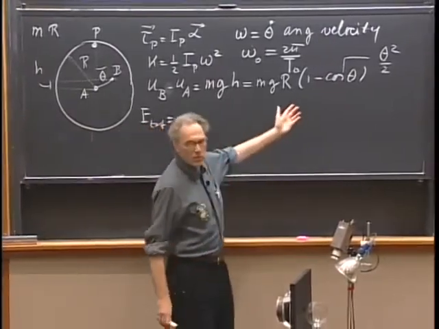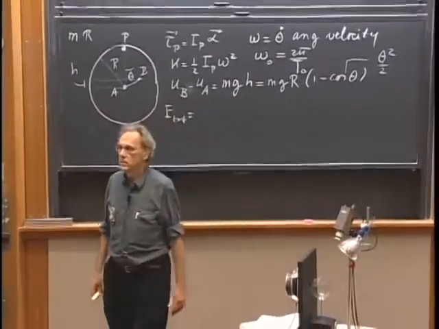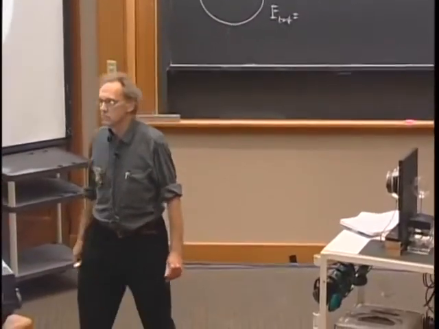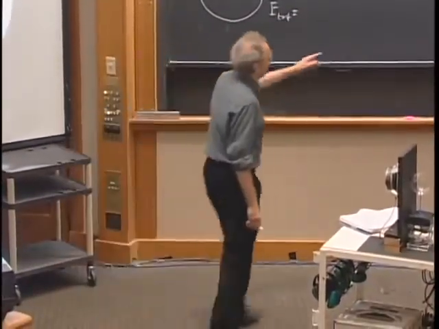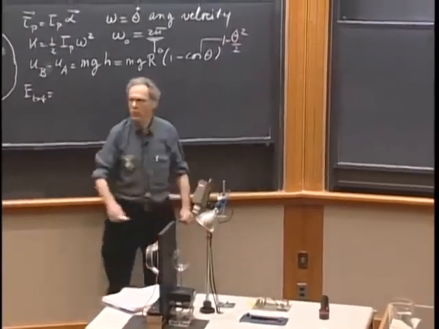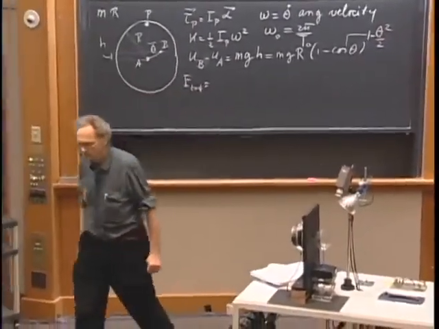I see nothing wrong with that, I'm sorry. Is there anything wrong with it? I thought the cosine was 1 minus theta squared over 2. The cosine of theta alone, you're right, is 1 minus theta squared over 2. Thank you very much.